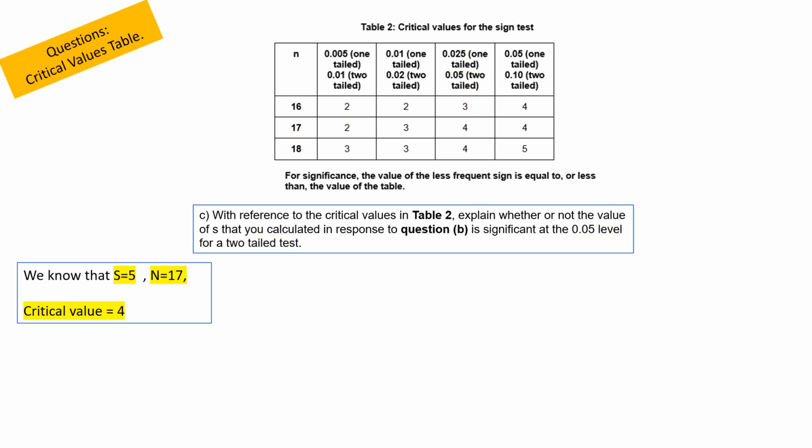Okay, so let's continue with this question. We already know that our S value is 5. We know our N value is 17, which has now helped us find our critical value from the table, which is 4. Now, first thing I want you to do is highlight the rule underneath the critical values table. This rule will tell you whether we are going to accept something as significant or not. So for significance, the value of the least frequent sign is equal to or less than the value of the critical table.